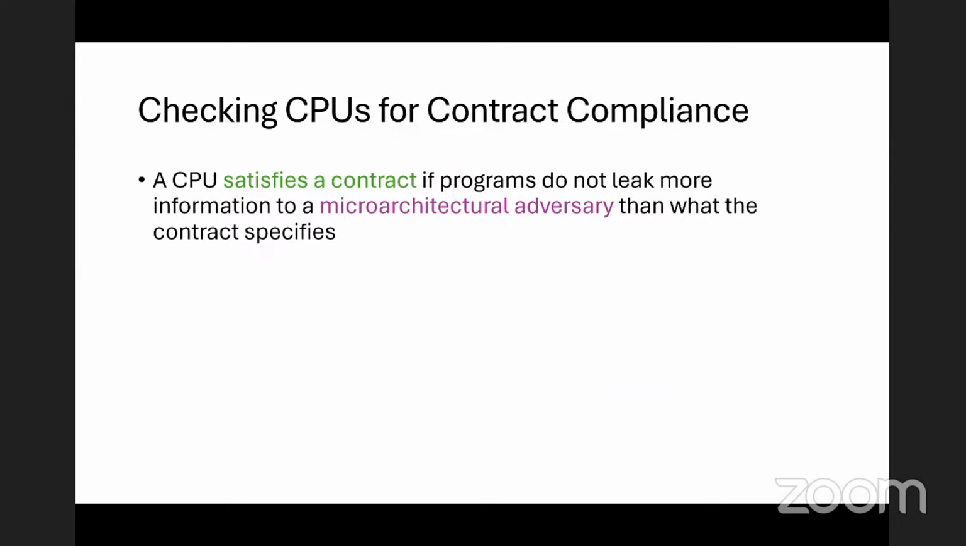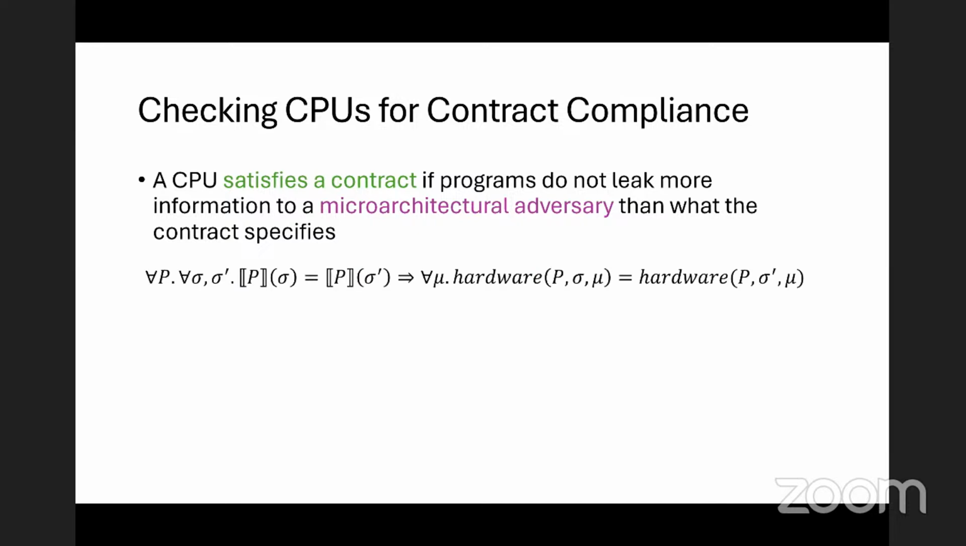Okay, so the verification condition on hardware that corresponds to this constant time thing that I just showed is that a CPU satisfies a contract if programs do not leak more than what is specified in that contract. Technically, that's again some sort of non-interference condition. For each program and two initial states, if they agree on the contract trace, then whatever you observe on the hardware side in both executions is the same.